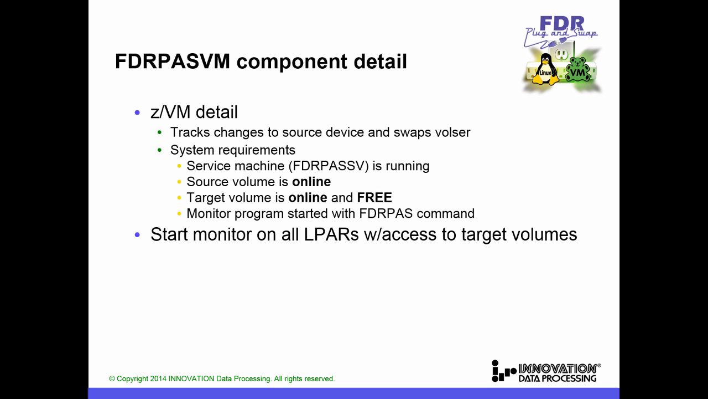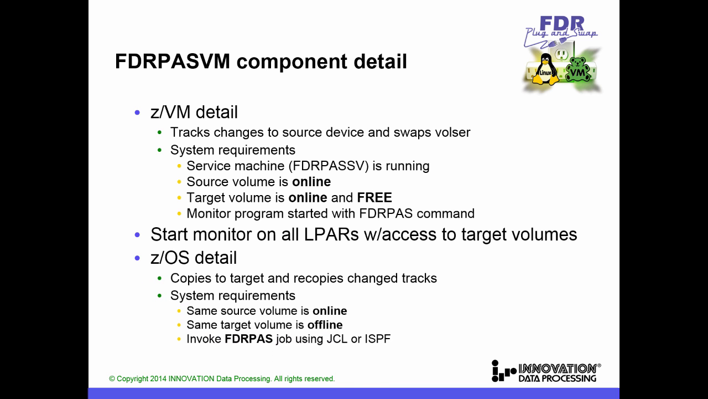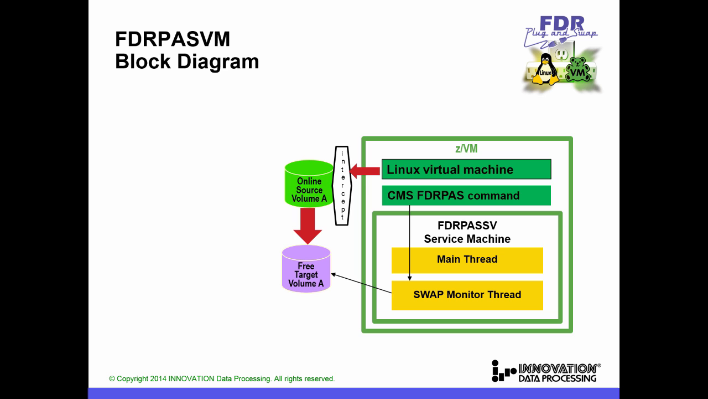Okay. What happens on the z/OS side? Again, it begins copying the source to the target and recopies the changes. The source volume must be online and the target volume must be offline, okay? And then the real job is started with an FDRPAS JCL job, or it can be an ISPF interface. I think most customers use JCL jobs. All right, so that's the z/VM side.